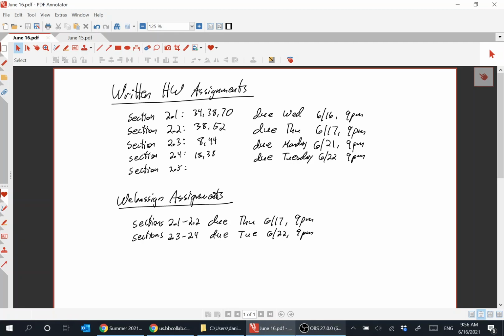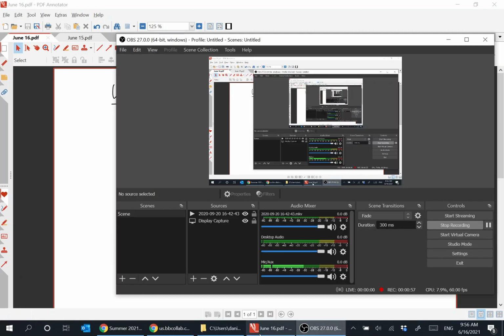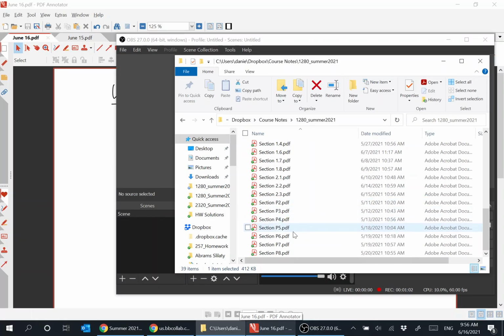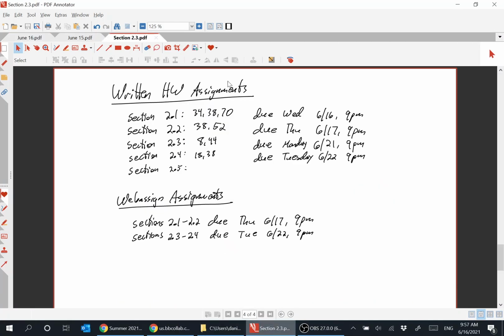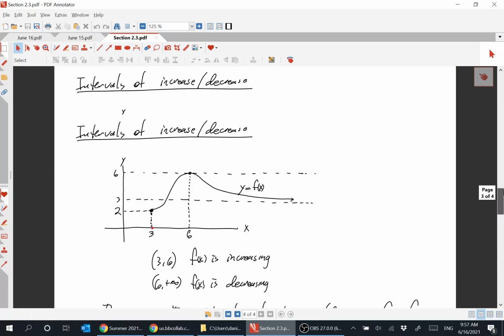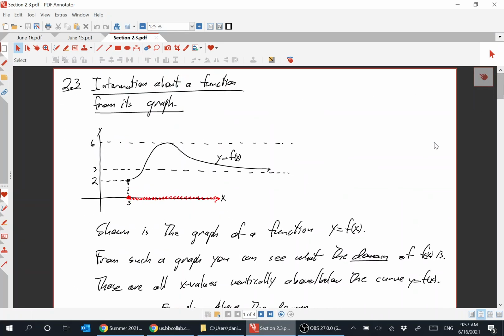All right. So yesterday, did I start that? Yeah. We were talking about section 2.3, about various types of information that you can get when looking at the graph of a function.